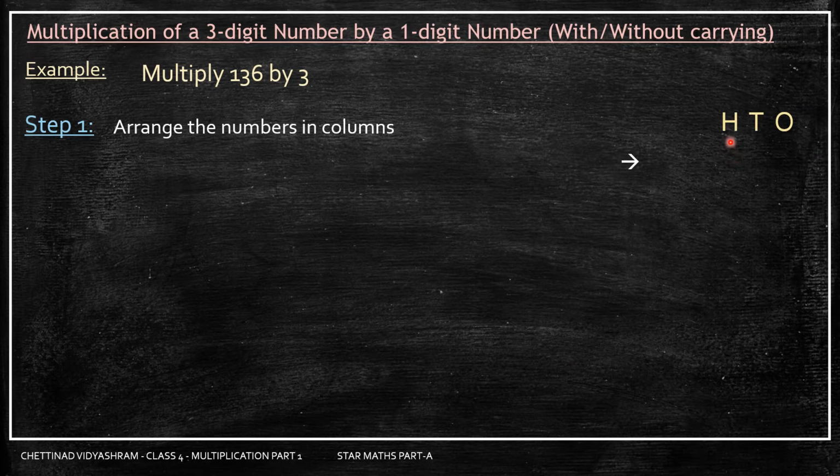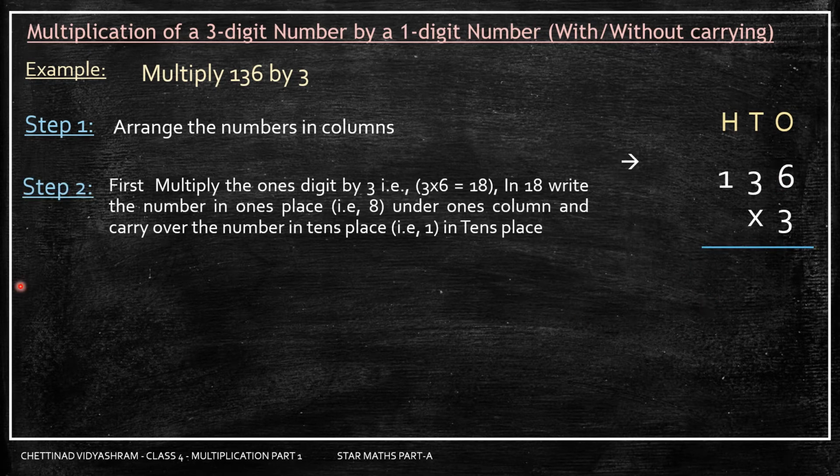Here I am getting one more place because it is a 3-digit number. So ones, tens, hundreds. I am arranging 136 multiplied by 3. Step 2. First multiply the ones digit by 3, that is 3 into 6, which is 18. And in 18, 8 is the number in ones place, so write it under ones place and carry over the 1 to the number under tens place.